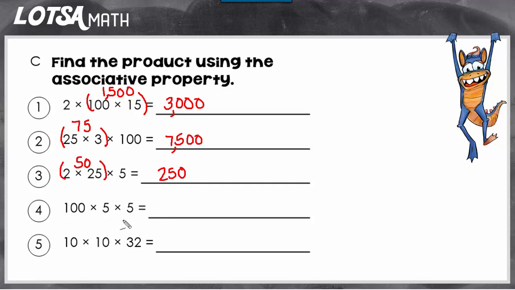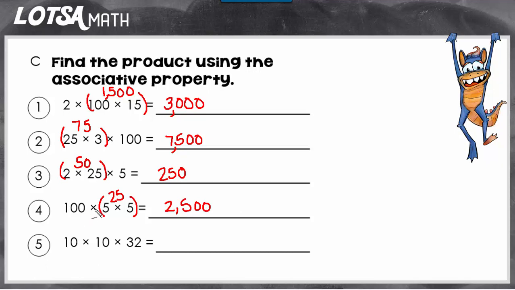So let's look at this one. I could group it as 100 times 5, or I could group it as 5 times 5. I think if I group 5 times 5 first, that's going to make an easier problem. 5 times 5 is 25, and 2,500 is just 2,500.